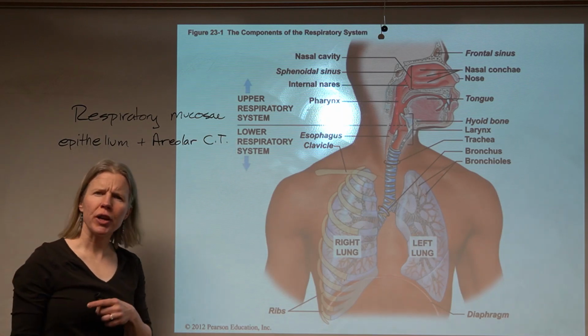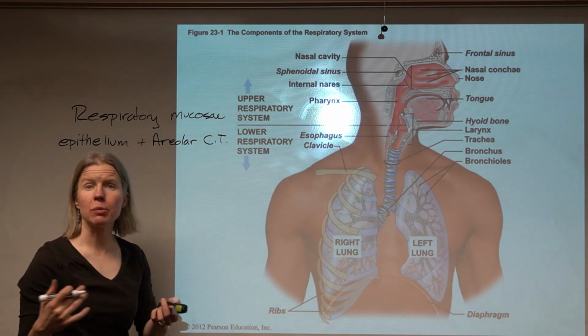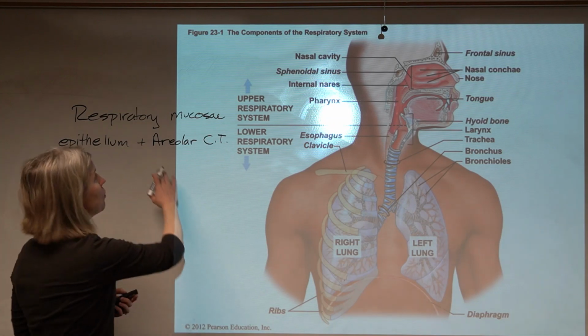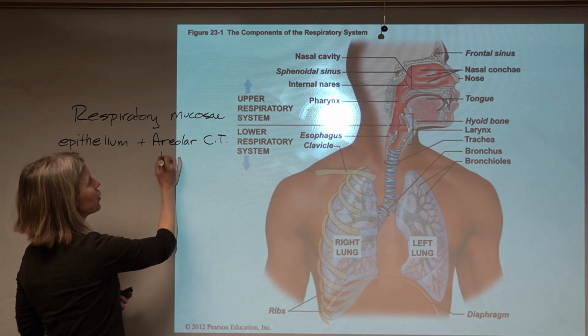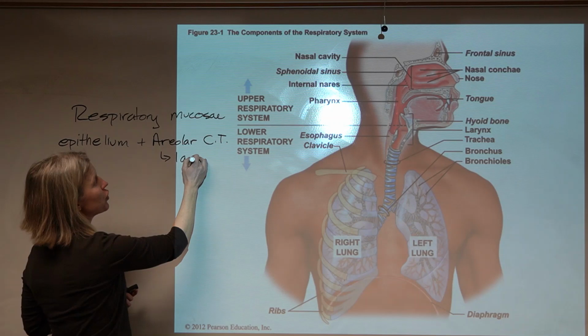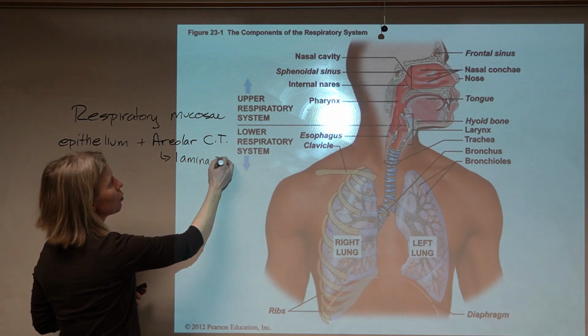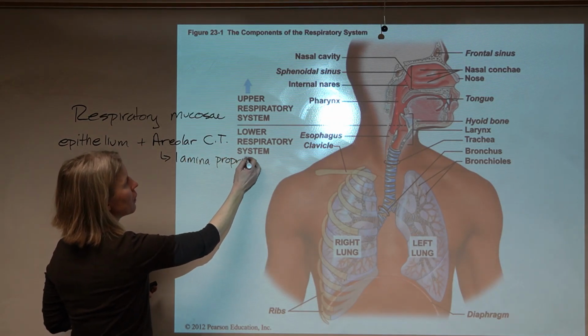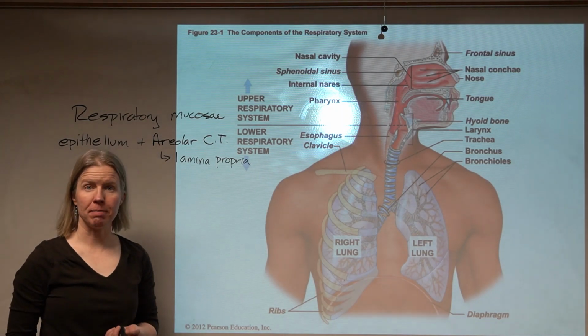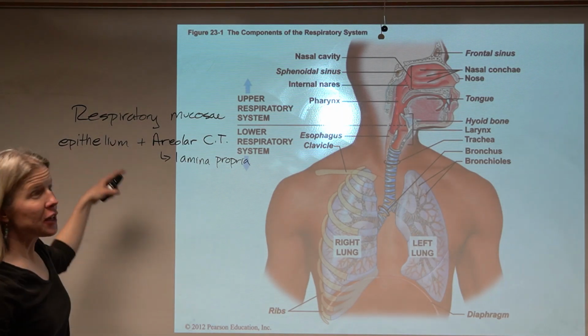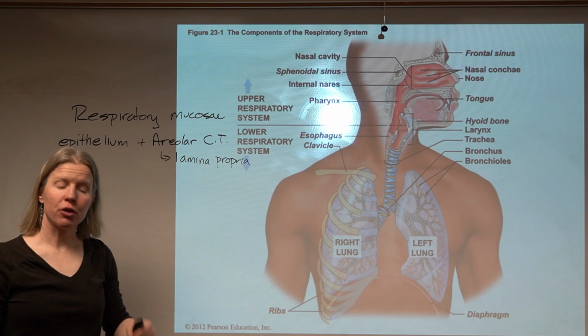We'll see in certain regions, maybe it's got more mucus glands, maybe it has more smooth muscle, but it's always going to be areolar connective tissue. You'll see this layer referred to as the lamina propria as you move throughout this system. Now, the epithelium is going to change from region to region here.